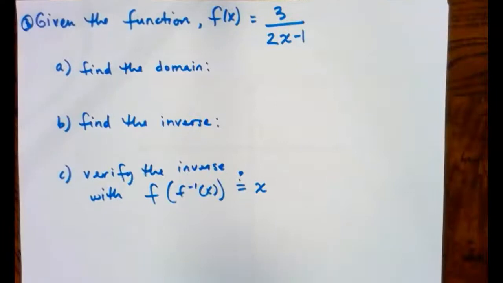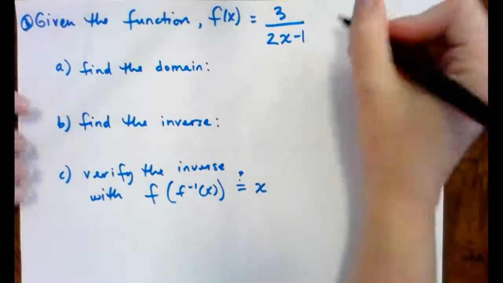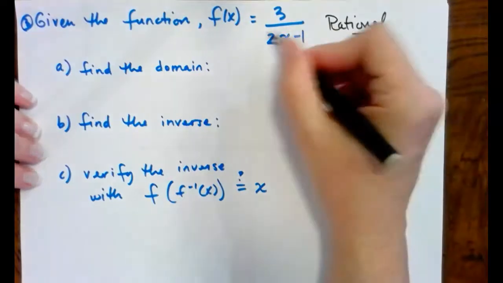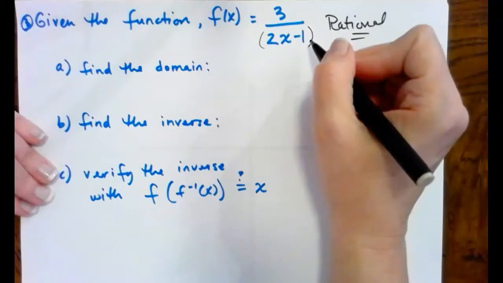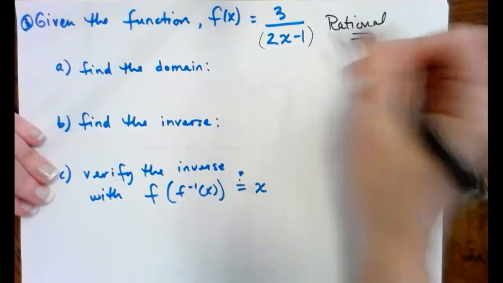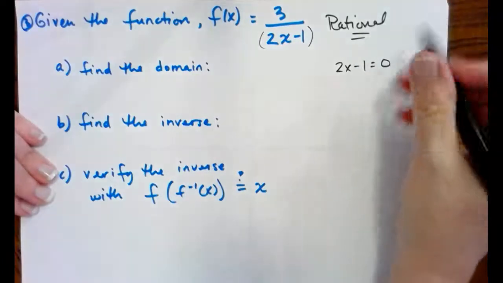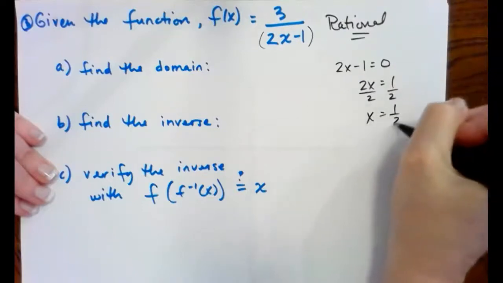Next, given the function f of x equals 3 over 2x minus 1, let's start by finding the domain. Of course, this is a rational function, and a rational function simply has a fraction bar. And we need to take whatever expression is in the denominator and set it equal to 0. And when we set it equal to 0, we get x equals 1/2.